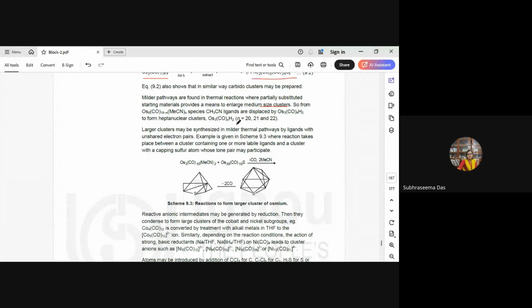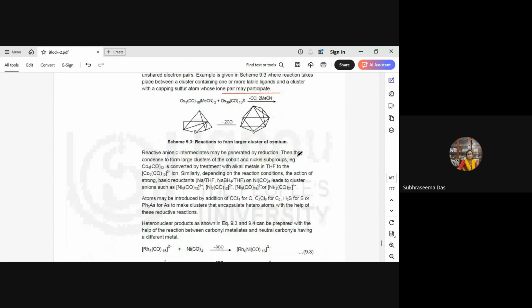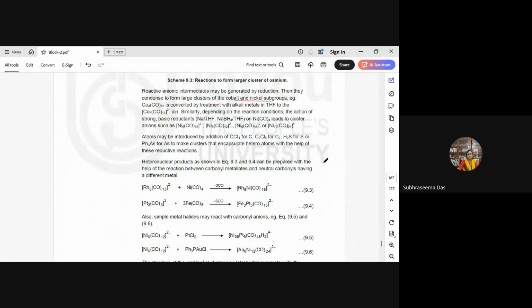So here, in example scheme 9.3, the reaction takes place between a cluster containing one or more labile ligands and a cluster with a capping sulfur atom whose lone pair may participate. Reactive anionic intermediates may be generated by reduction. Then they condense to form large clusters of the cobalt and nickel subgroups, and they are converted by treatment with metals in THF to form the corresponding clusters.